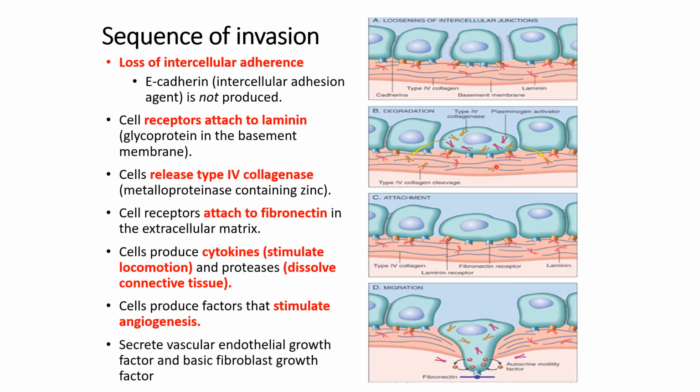The cell receptors will attach to fibronectin in the extracellular matrix, and the cell will produce cytokines that will stimulate locomotion and proteases to dissolve the connective tissue. And the cells will produce factors that stimulate angiogenesis for the supply of blood to the malignant cells.